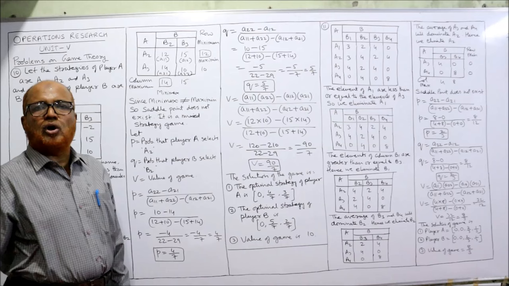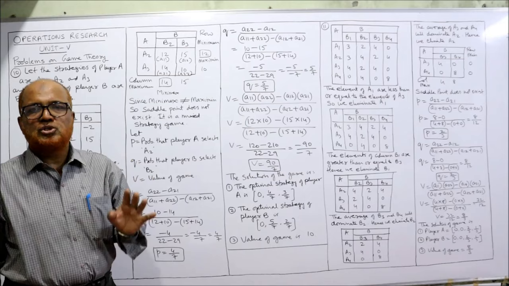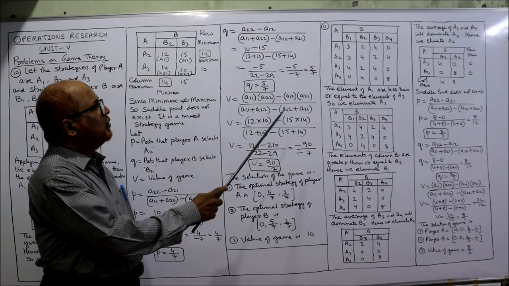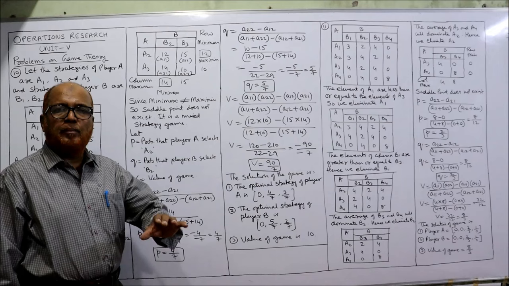Similarly, the optimum strategy for player B. B has eliminated B1, so the B1 probability is 0. For the B2 probability, what is the value of Q here? Q is 5/7. The probability that player B will select B2 is 5/7.